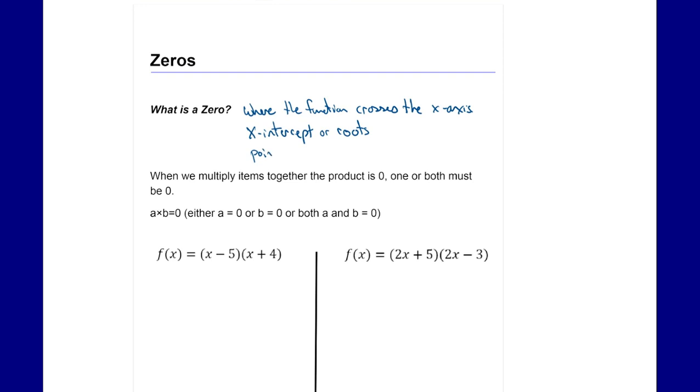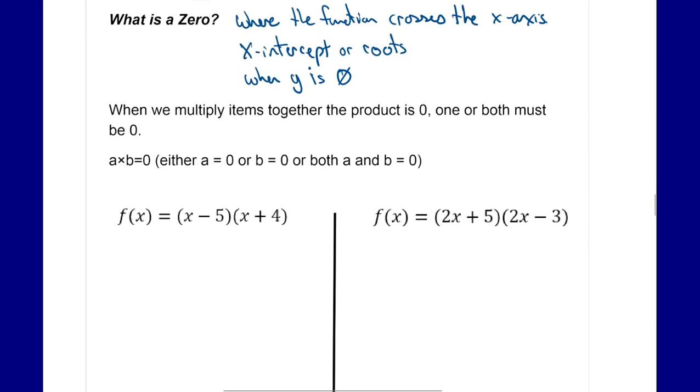In another description, we can say it's when y is 0. So when y is 0, the x value is the zero that we're looking for. When we multiply together and the product is 0, one or both must be 0. So if we have a times b equals 0, either a equals 0 or b equals 0 or both. We're going to use that idea to help us come up with our zeros.